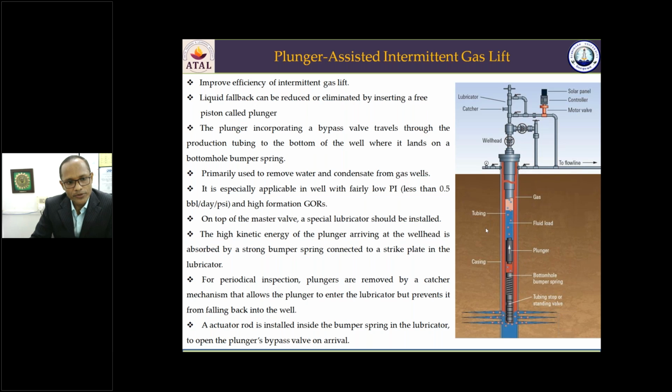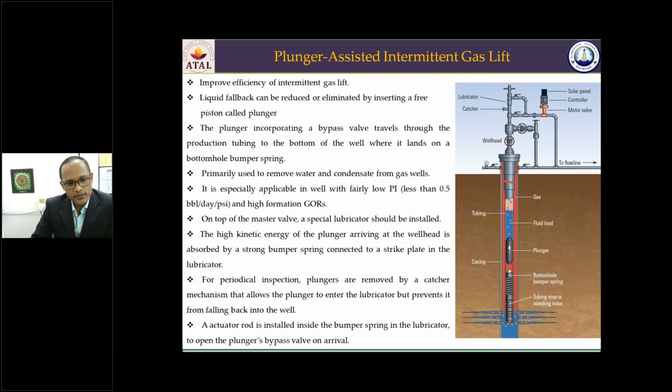The cycle of operation is the same as the intermittent lift, only that there is a plunger in between the gas that you are injecting and the fluid. The plunger is of the free piston type. It has a bypass valve inside. There is a bumper spring at the bottom of the well. When it hits the bottom during its fall, the bypass valve closes.